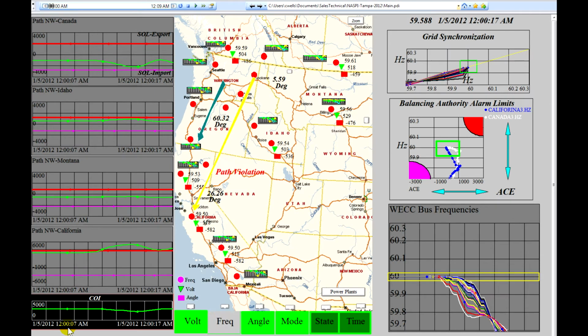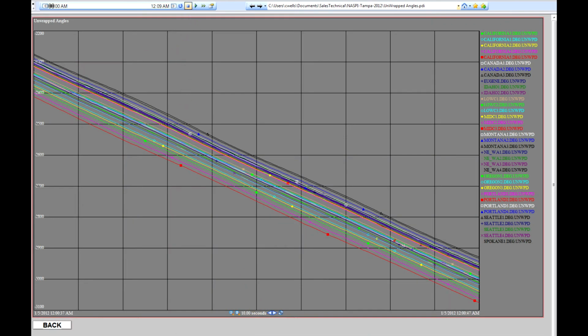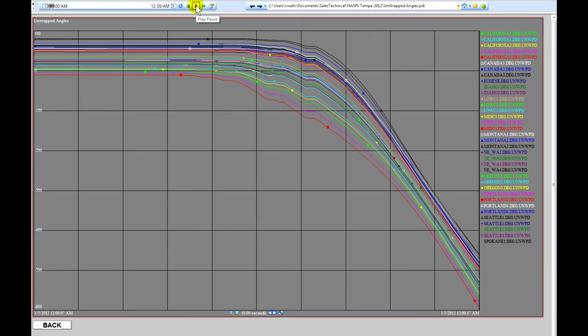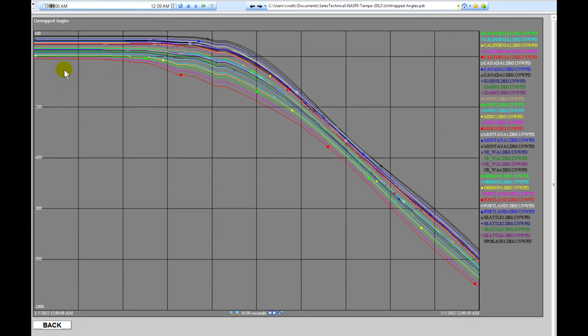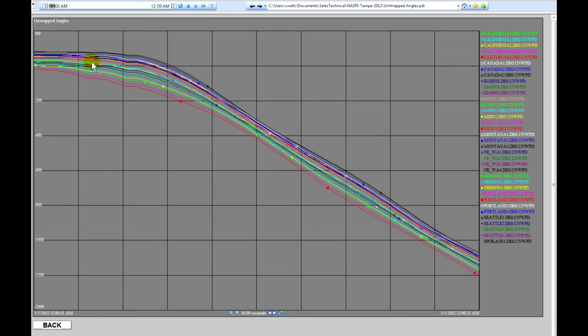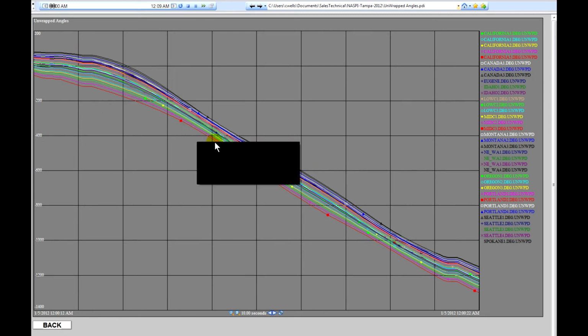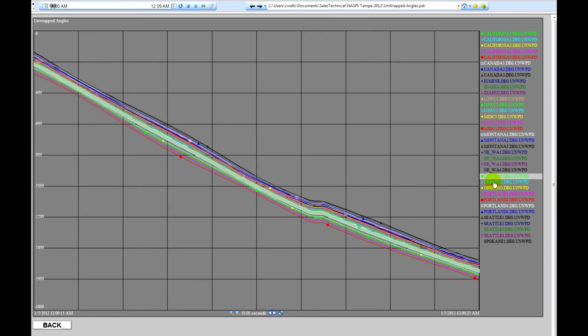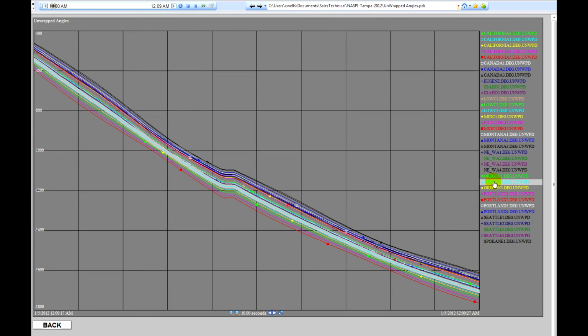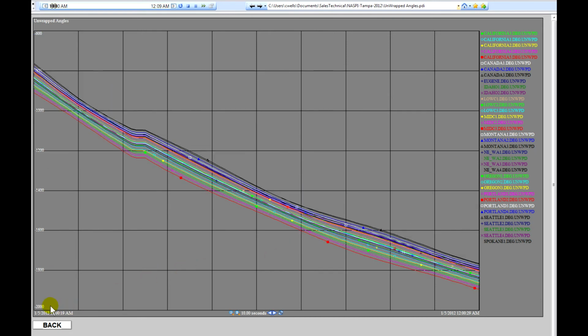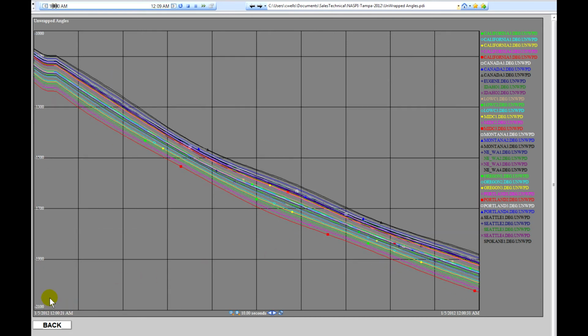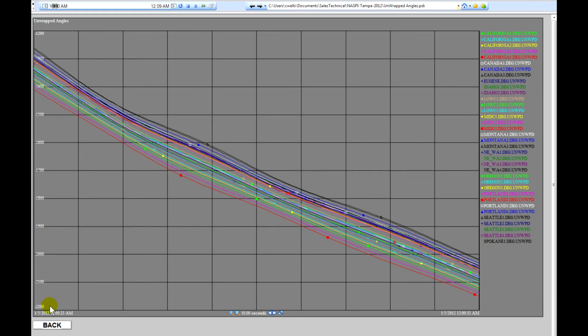We'll jump back and we'll look at the angle deviation. So this plot shows the behavior of the absolute angles, and we'll see that they all start within plus or minus 180 degrees, and then when the frequency sag occurs, the angles then start to sag. Notice that the angles are below 2,000 degrees from their starting point.